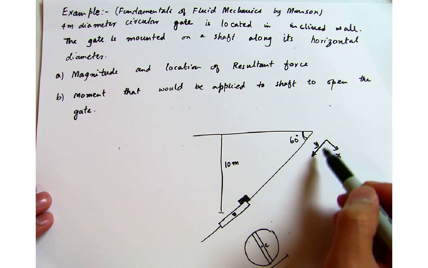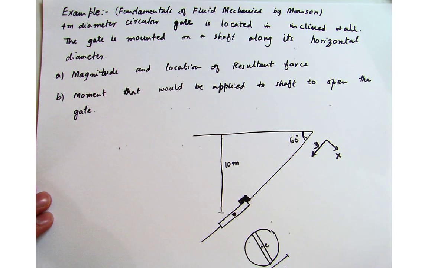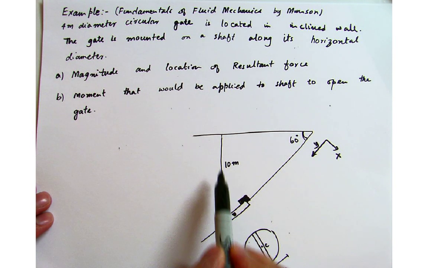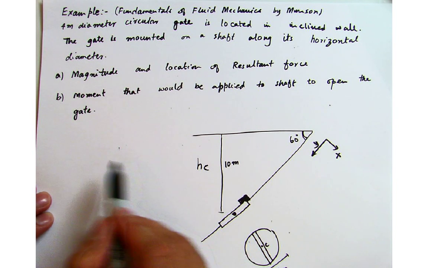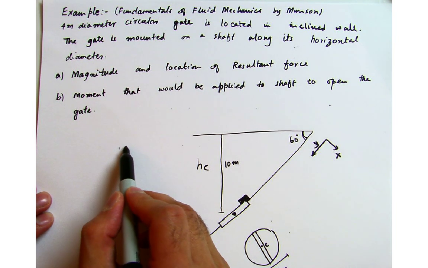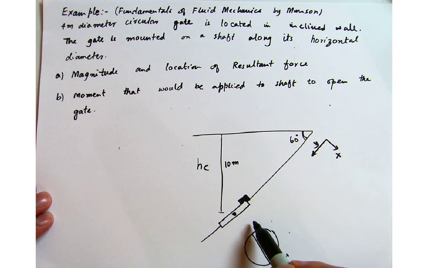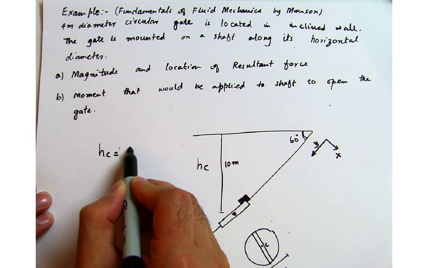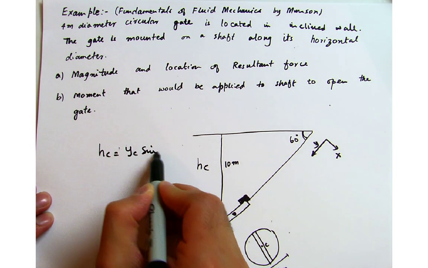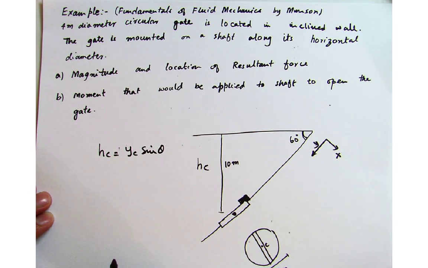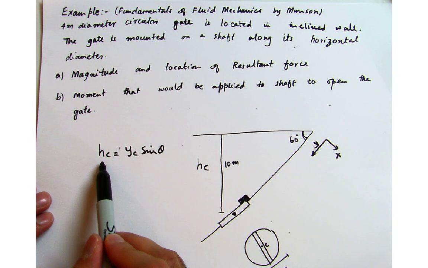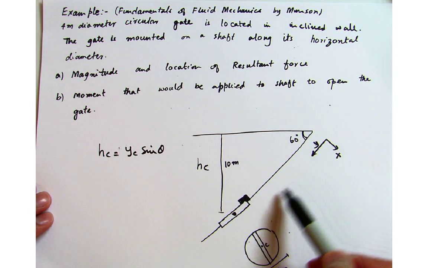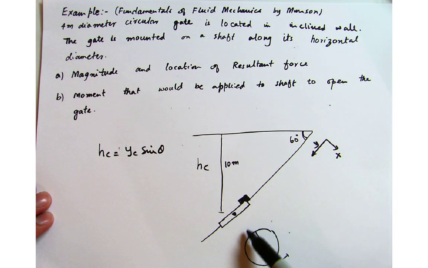I am choosing this as my coordinate system along the inclined plane, and so we also know the vertical distance, which is hc. And if you recall from the derivation, this hc is equals to yc sine of theta. Okay, so I can define this relationship, and if I want to find my yc, that will simply be hc over sine theta. So that will give me the centroid distance of this geometry in this coordinate system.